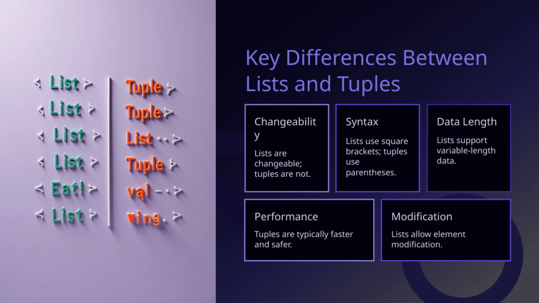Performance-wise, tuples are generally faster and safer. Since they are immutable, they can be optimized by Python, leading to better performance and less risk of accidental changes. Lists, on the other hand, are changeable, which gives you more flexibility but requires careful handling. Overall, understanding these differences helps you choose the right data structure for your specific needs, whether you need a mutable list or an immutable tuple.